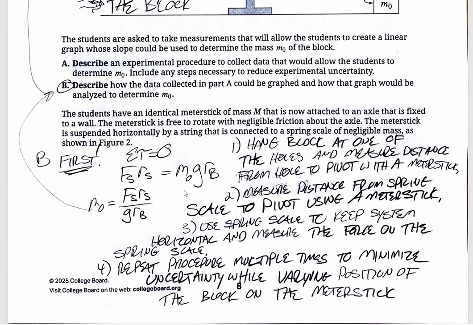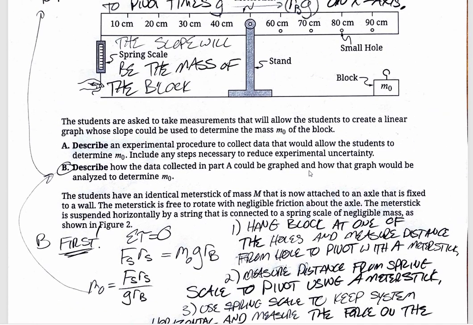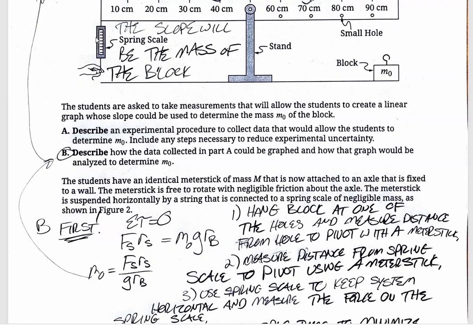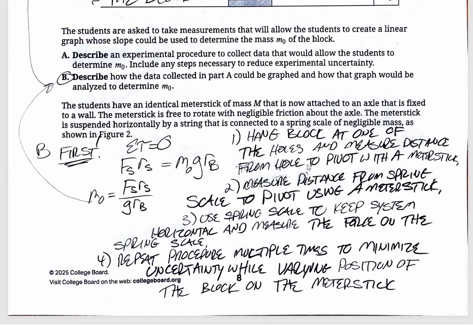So now I go back to my procedure. Hang a block at one of the holes and measure the distance from the hole to the pivot point with a meter stick. I wasn't sure if I had to say this because it is a meter stick. I don't know, but I said it anyway. Measure the distance from the spring scale to the pivot using the meter stick. This is fixed. The spring scale is fixed. It's always at 0.5 centimeter, but I'm going to say measure anyway. Use the spring scale to keep the system horizontal. I didn't know if I needed to say that, but it's not wrong. And measure the force on the spring scale.